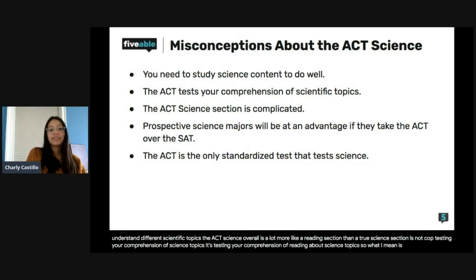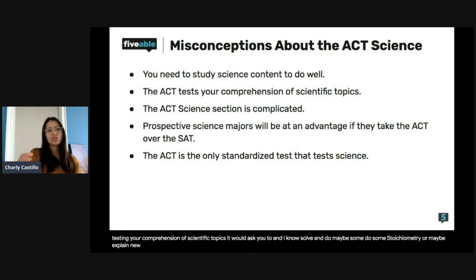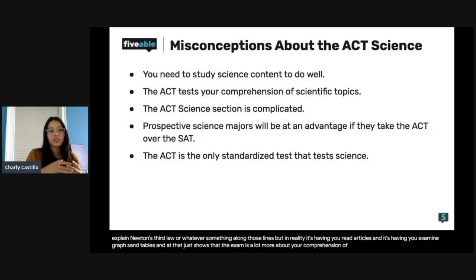So what I mean is, if the ACT was truly testing your comprehension of scientific topics, it would ask you to solve and do some stoichiometry, or maybe explain Newton's third law or something along those lines. But in reality, it's having you read articles and examine graphs and tables. And that just shows that the exam is a lot more about your comprehension of writing, different reading, even your comprehension of very introductory foundational math concepts with stuff like charts or graphs.